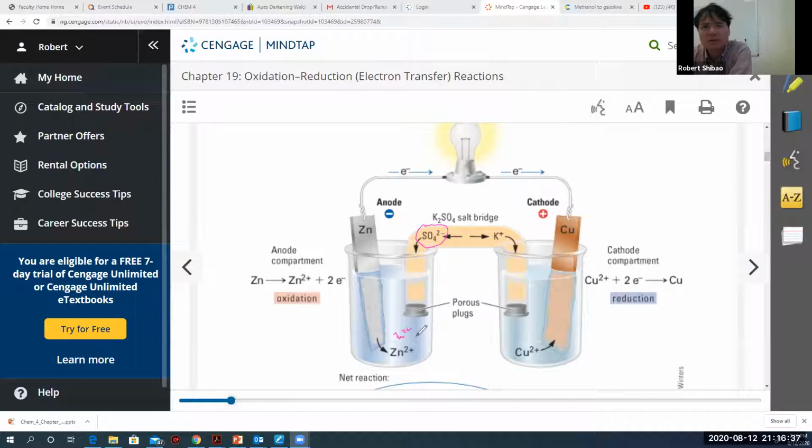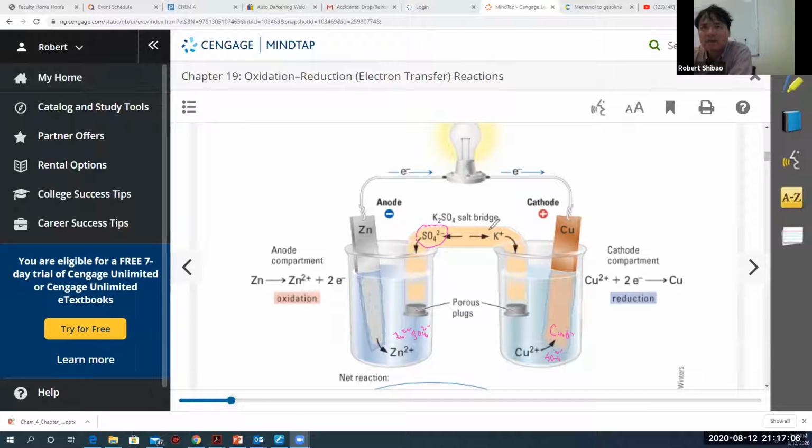So if sulfate comes in here, that will help neutralize what we call the space charge, the static electricity. So we need sulfate to come here to neutralize the static electricity that's being generated here. Otherwise, the electrons will stop flowing. And the same thing over here: the copper 2 plus, we're losing copper 2 plus, so we're losing positive charge. There's sulfates already in here, and the sulfates are looking for a cation. Well, the copper 2 plus has disappeared.